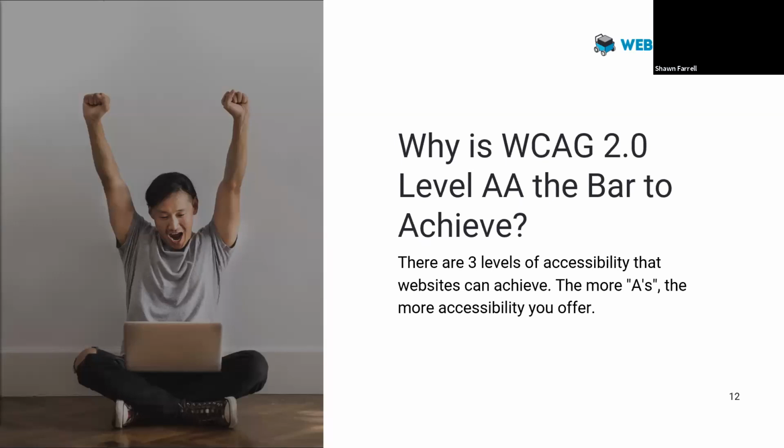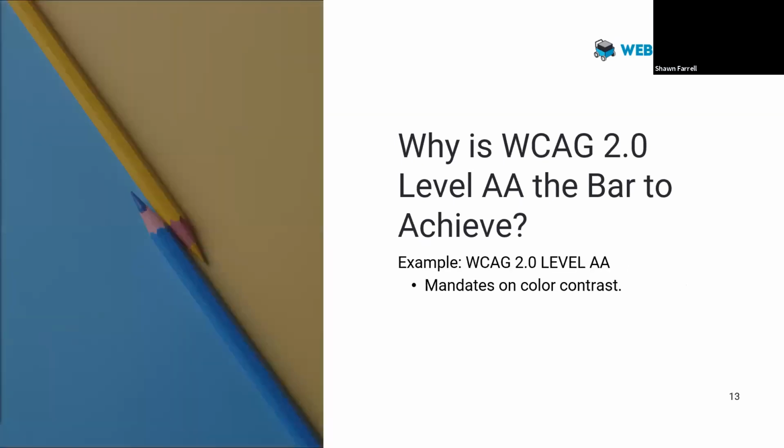So as far as WCAG goes, of course, it's not just simple. You can't just have WCAG. We have several levels of WCAG compliance, single A, double A, and triple A. The more A's you have, the more accessibility you have. So I'm going to give you some examples of this. For one, double A is important because it does have mandates on color contrast. So there's a big focus with AA on being able to easily read the content that's on your site.